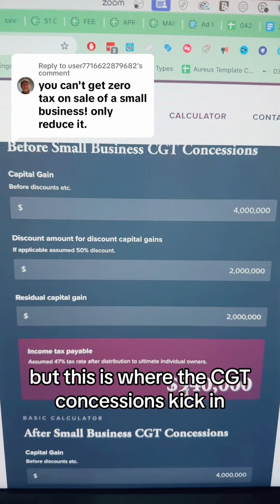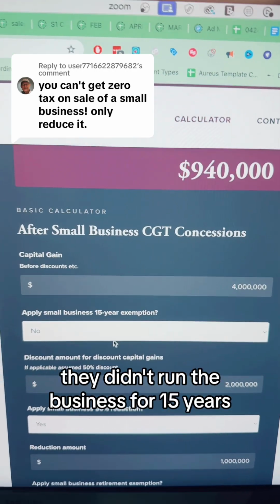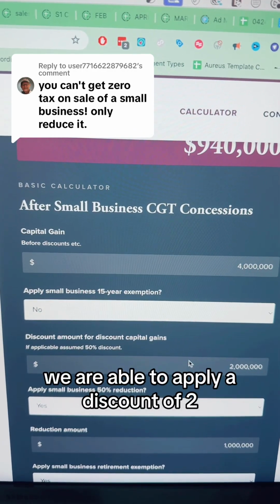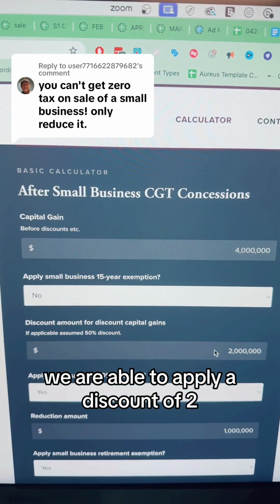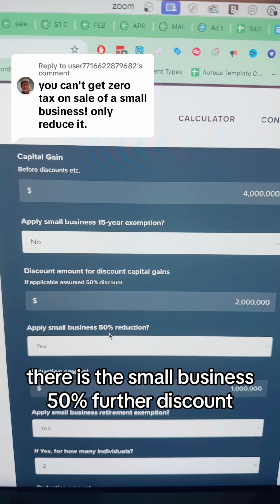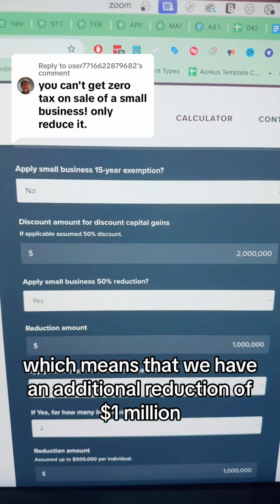But this is where the CGT concessions kick in. So we have a $4 million gain. They didn't run the business for 15 years. They only ran it for 5. We are able to apply a discount of $2 million because they got the 50% discount. However, there is the small business 50% further discount, which means that we have an additional reduction of $1 million.